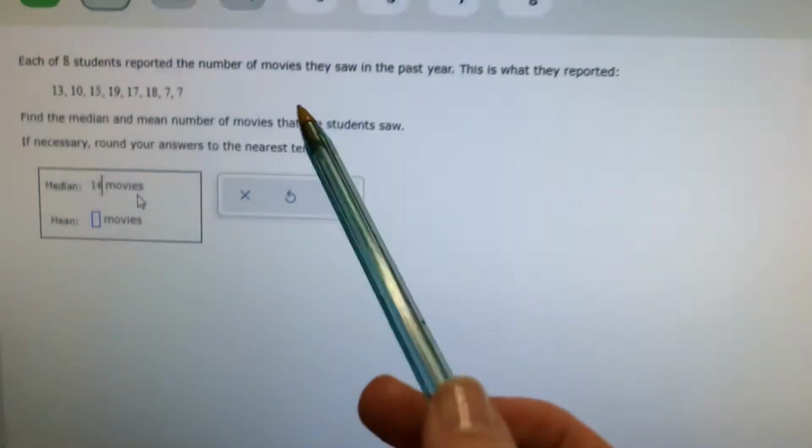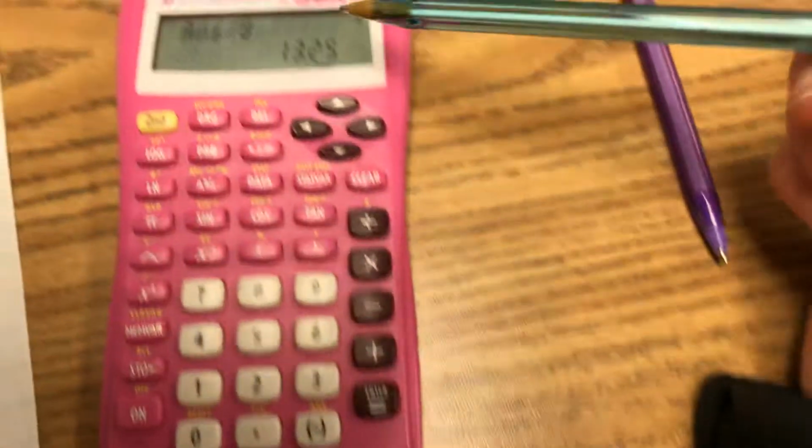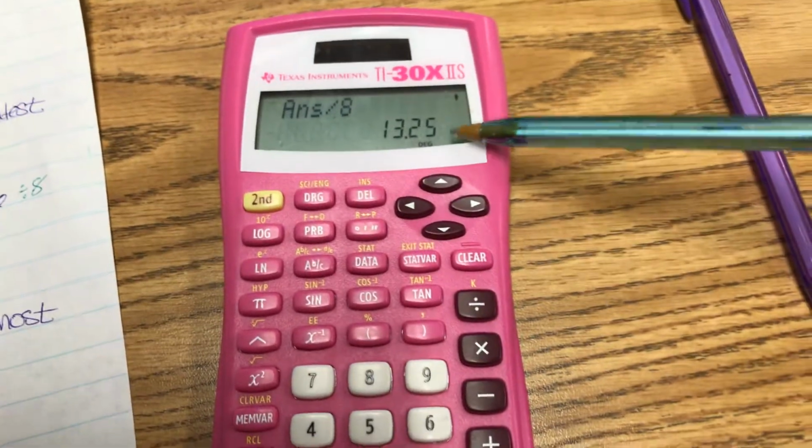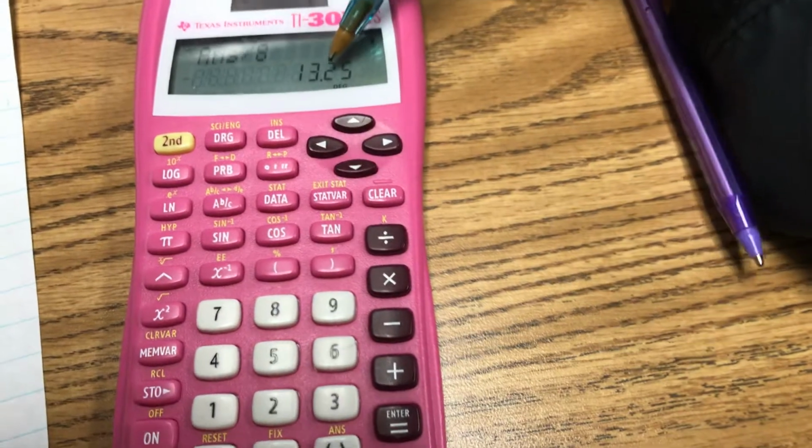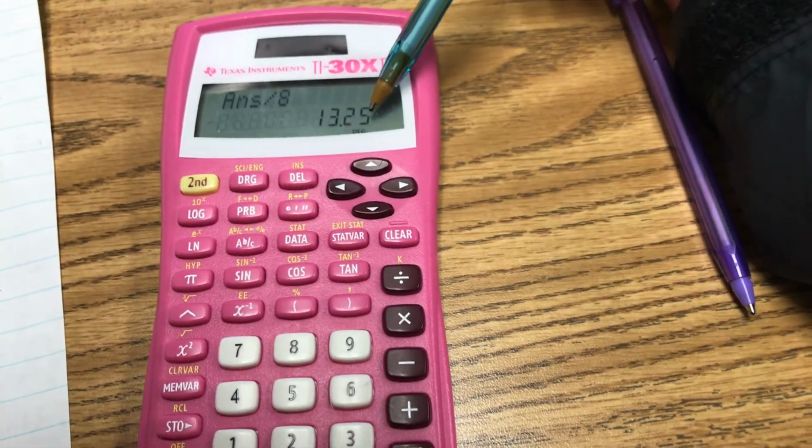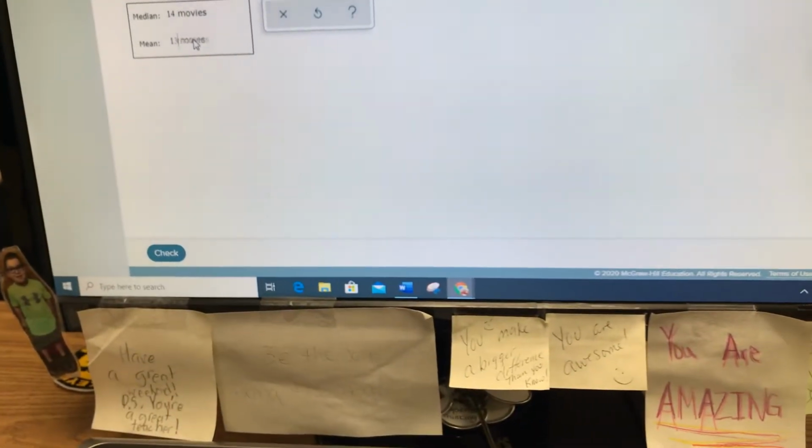Again, it tells me to round to the nearest 10th. Now, some of you are like, but that's such an easy number. If it says to the 10th, you have to round to the 10th. So if I look to my 10ths, it's a 2. To the right, I see a 5. That's going to make it round up. So 13 and 3/10 movies.